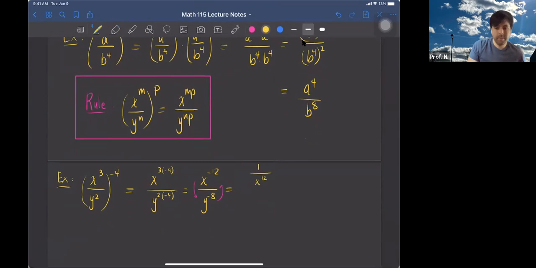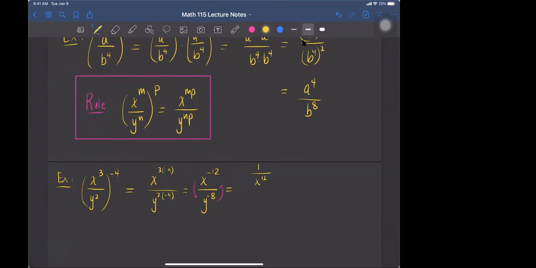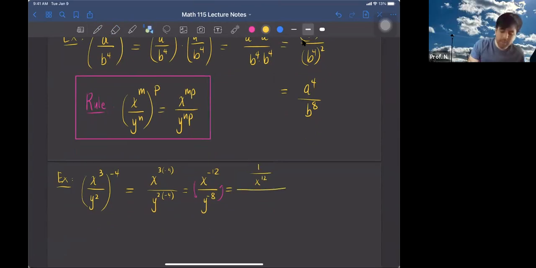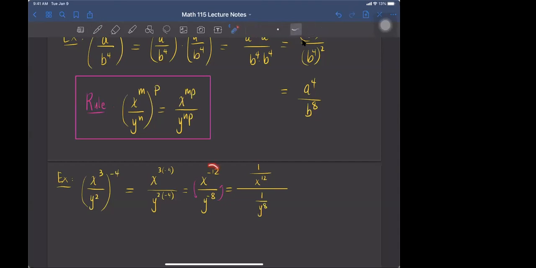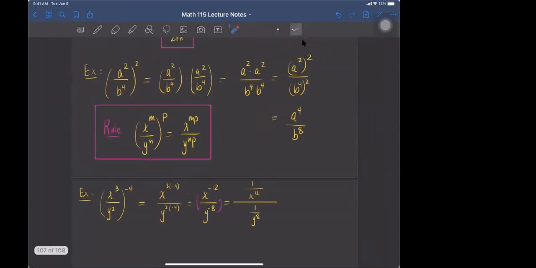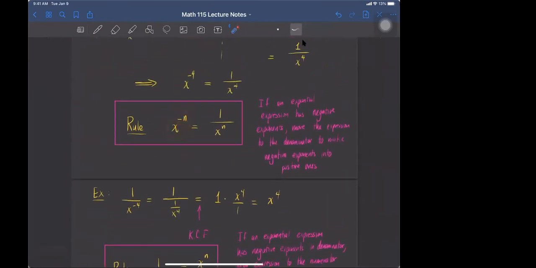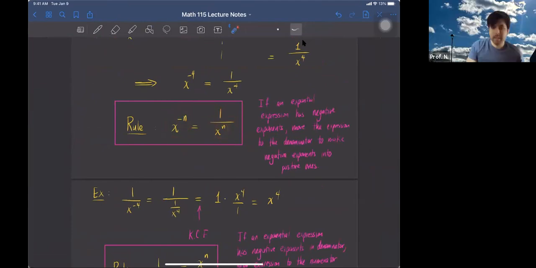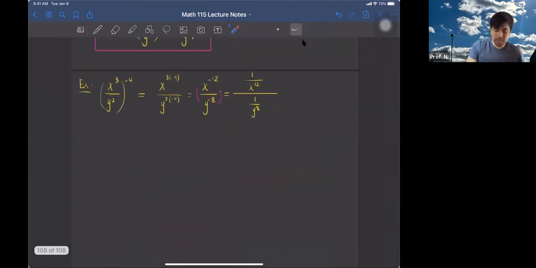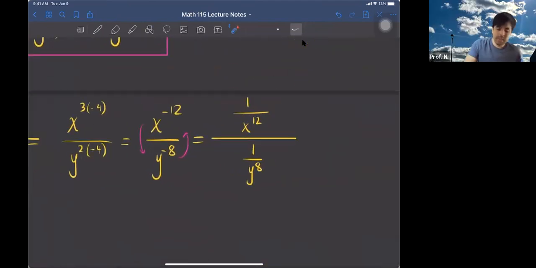Made it positive? Yes. Okay. And then this division symbol is still there. And then I'll do what? 1 over y to the 8th, right? I made both these negative exponents positive by the rule that we have, right? What's the rule that we have? The rule we have is that you have a negative exponent, make it positive by putting 1 over that number, right? So I'm applying the rule.